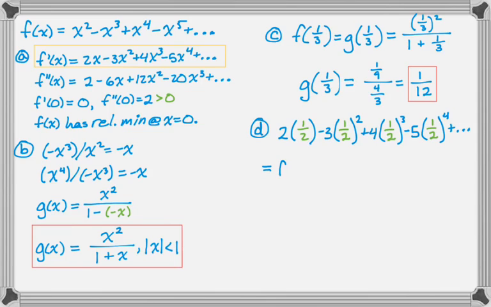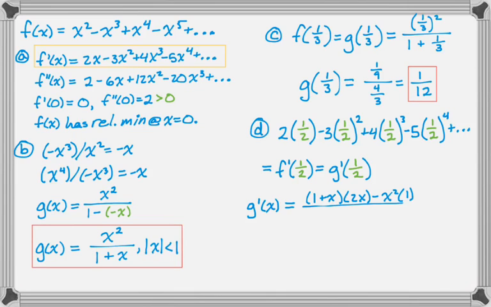So what I'm going to do is I'm going to say f prime should be equal to g prime of 1/2. Find g prime of x and plug in 1/2. And that should do it. So bottom derivative of the top minus top derivative of the bottom all over the bottom squared, so quotient rule. And then plugging in 1/2, I'll be honest, I use a calculator to plug that in, but I get g prime of 1/2 is 5/9.